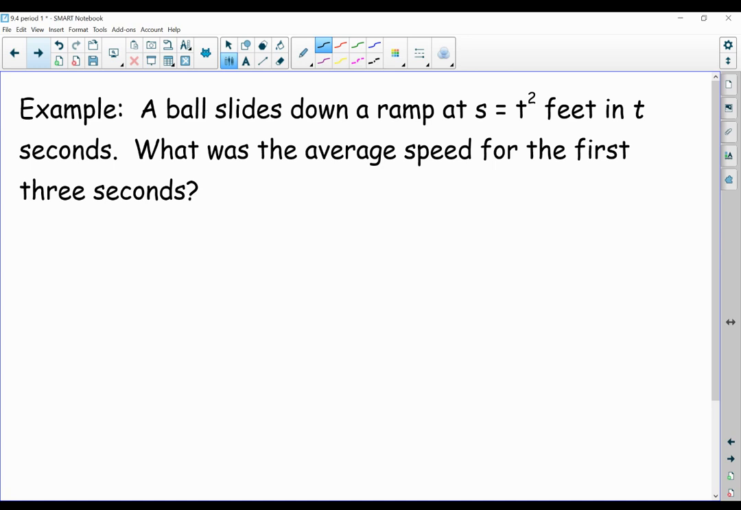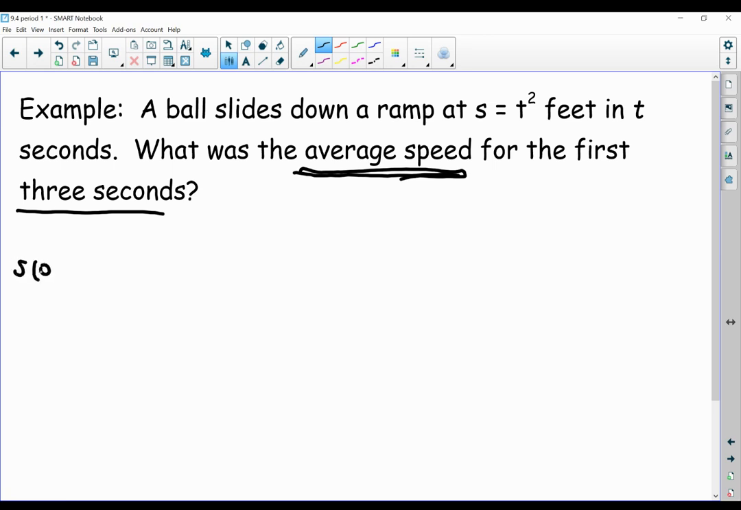So the example says a ball slides down a ramp with a function s equals t squared feet in t seconds. What is the average speed for the first 3 seconds? Okay, so if I want the average speed, we're going to think to ourselves, how do we get the average rate of change or the average speed for this function? Well, I would need to know, where did the ball start at time 0 and where did the ball end at time 3? And from there, I should be able to calculate the rate of change or the speed.